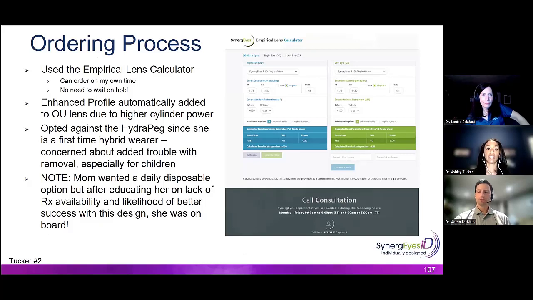I do want to point out here that because she has high SIL, the calculator automatically uses an enhanced profile lens, which makes it, like Aaron said, a little beefier. I like that term, just to kind of prevent the lens from flexing and just allowing better acuity with these high SILs. I think this patient has a little bit of residual astigmatism, so that enhanced profile will help with that as well.